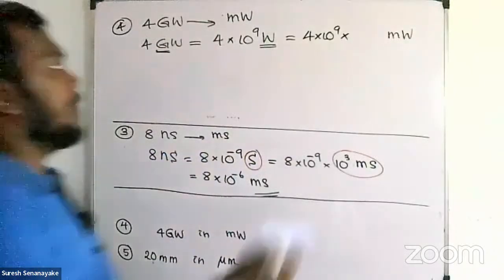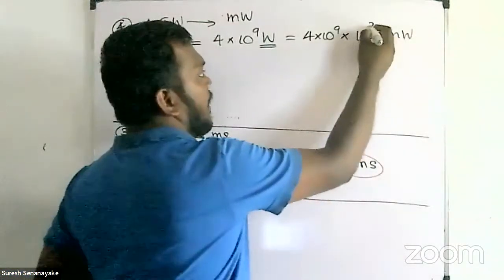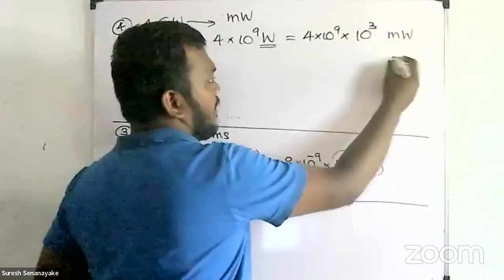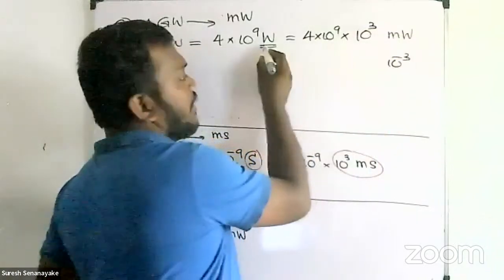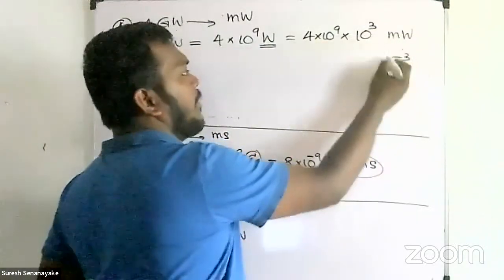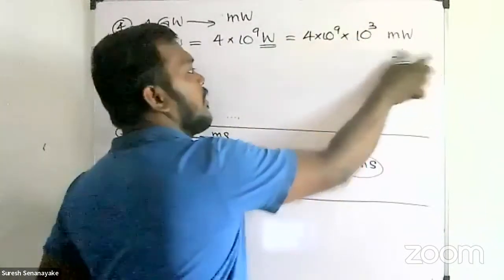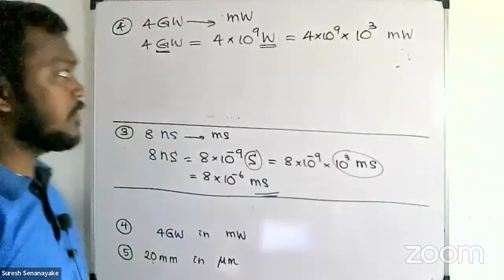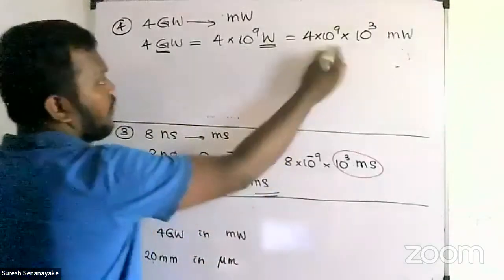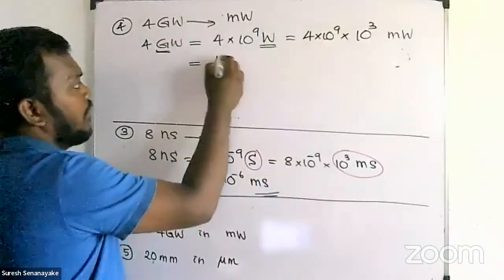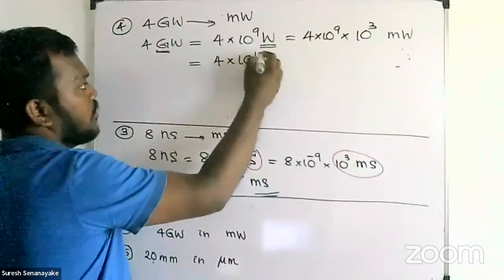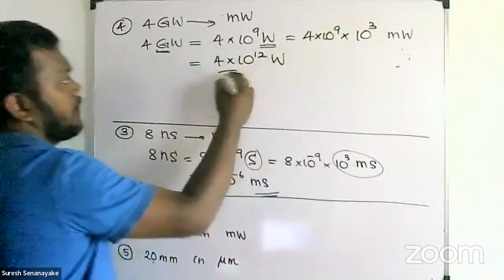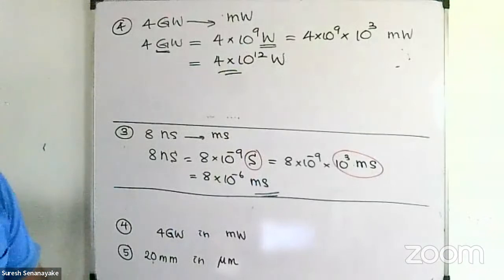So to convert to milli, you need to put 10 to the plus 3, because milli means 10 to the minus 3. Here we have watts. If we put milli, you need to multiply it by 10 to the 3, so that the milli cancels and watts remain. Right? So this much of watts. Then simplifying this you can say 4 into 10 to the 12 milliwatts. Okay.